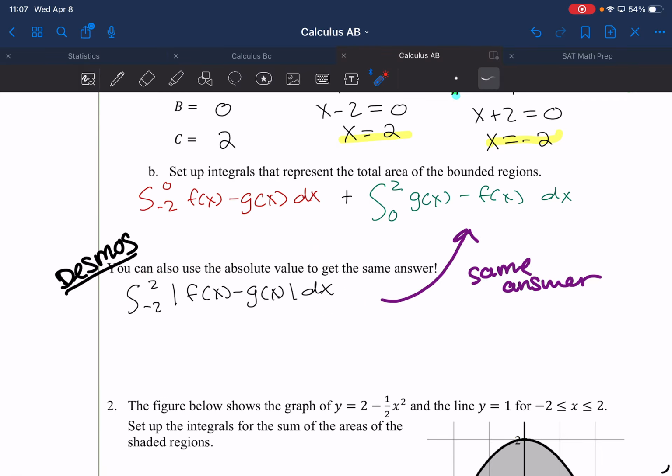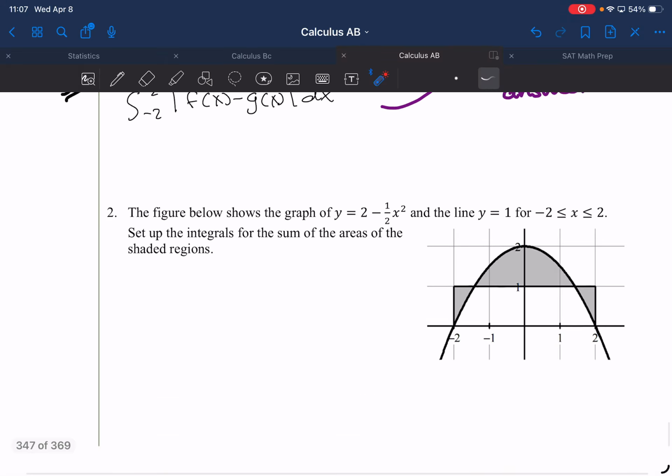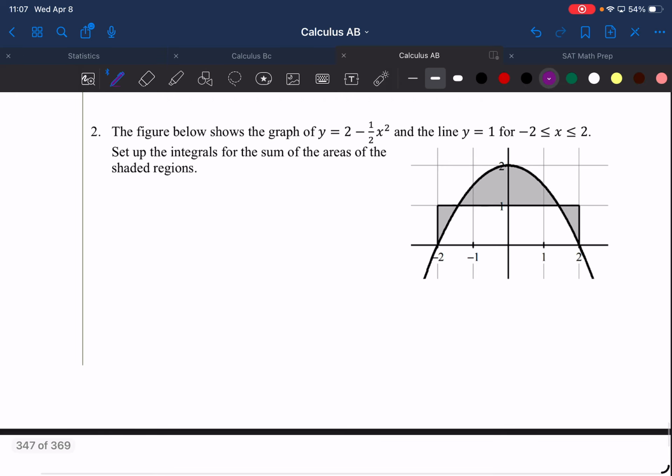Okay, so let's look at number 2. Number 2 says the figure below shows the graph of y is equal to 2 minus 1/2 x squared and the line y is equal to 1 for the interval -2 to 2. Set up the integrals for the sum of the areas of the shaded regions.